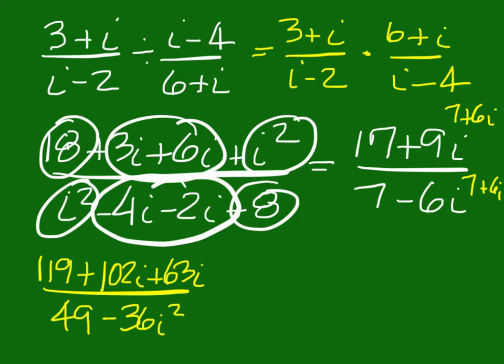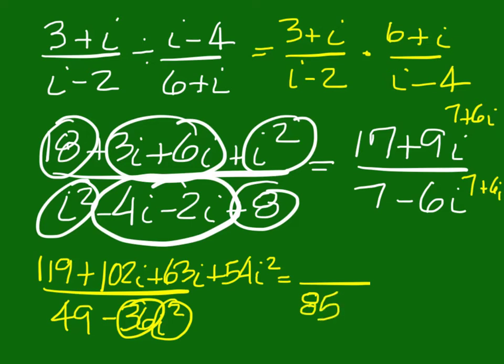And then we finish off with 9i times 6i, which is plus 54i squared. On the bottom, we have a minus 1 times 36. It's a negative 36, but a double negative will make it 49 plus 36, which is 85. And then we have a negative 54 and a 119. That would be 65.